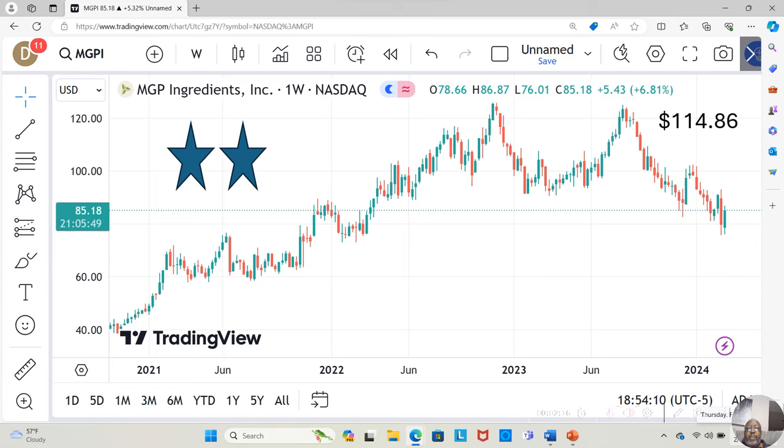like I said, the stock price is at $85.18 a share. Yahoo analysts revised their estimate, but believe it can go up to $114.86 a share in the next 12 months.